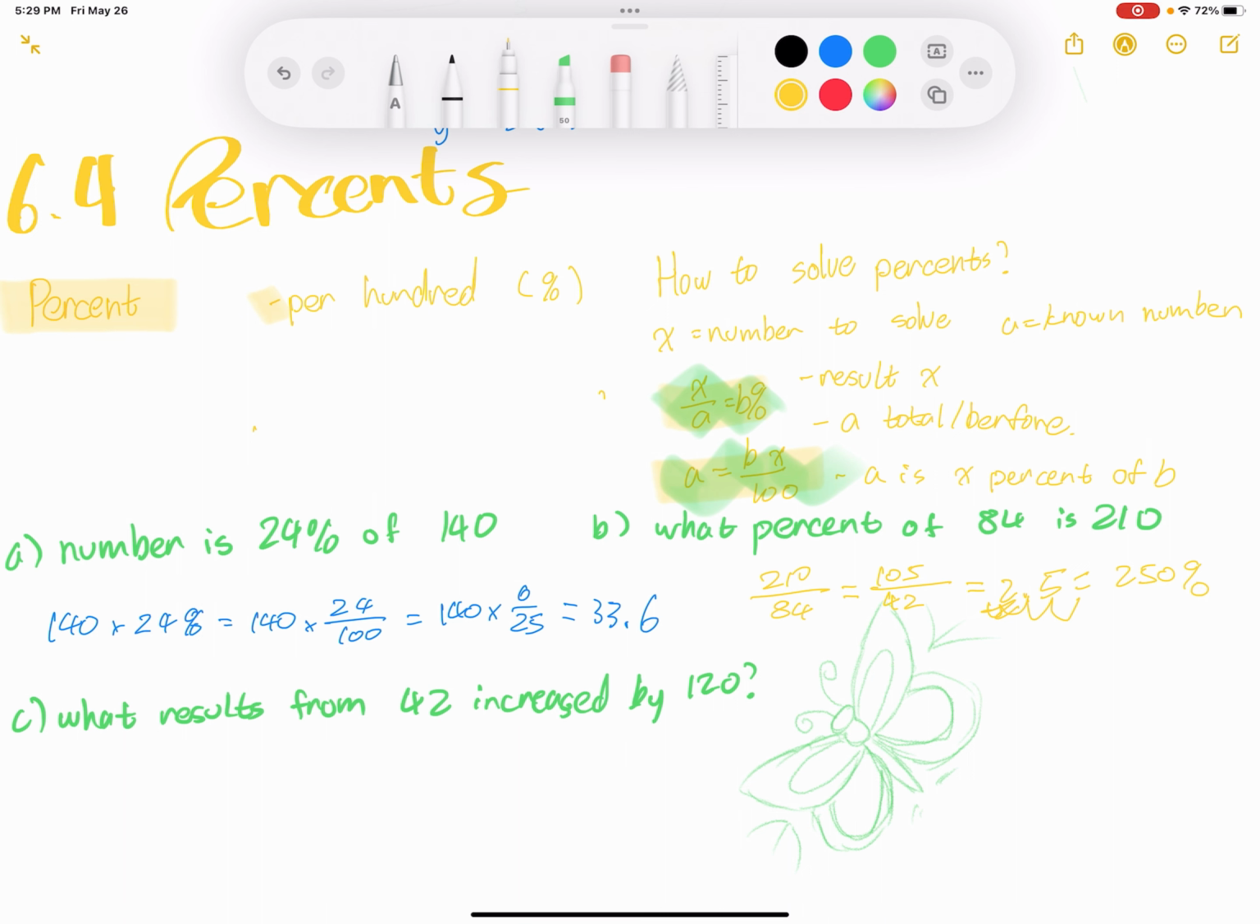Next question. C. What results from 42 increased by 120%? Well, let's try that. One, they said increase, and two, they already put down the percent for you. So you do exactly what you did in A. 42 multiplied by 120%. Moving the decimal point 2 points forward, we have 42 times 1.2, which equals 42 plus 42 times 0.2 equals 42 plus 8.4 equals 50.4, which is your answer to C.